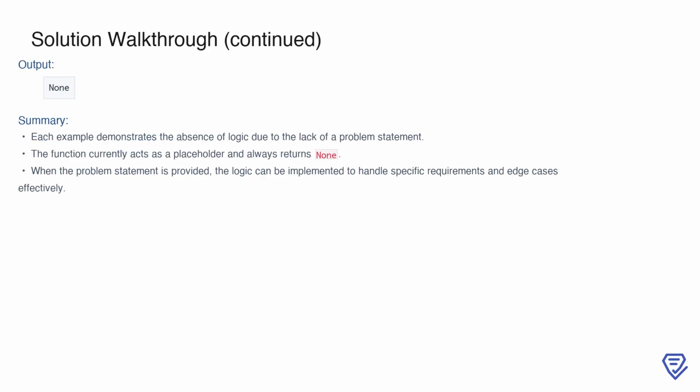To summarize, the examples demonstrate that the function currently operates as a placeholder, returning none for all inputs due to the lack of a defined problem statement. This default behavior ensures that the function handles a variety of inputs, including simple, empty, and complex cases, without errors. Once the problem statement is provided, the function can be updated to implement the appropriate logic, enabling it to process inputs effectively and address specific requirements, including edge cases and varying complexities.